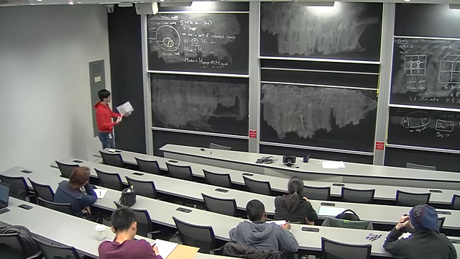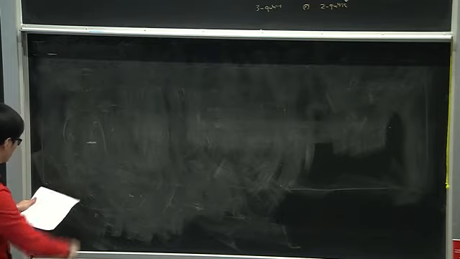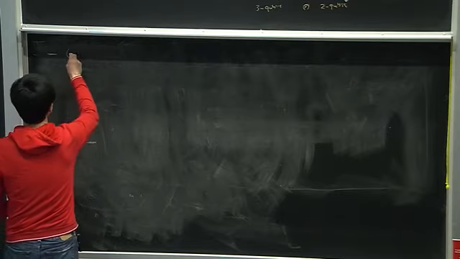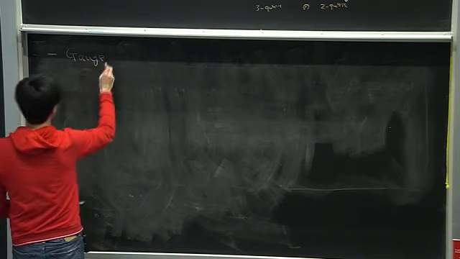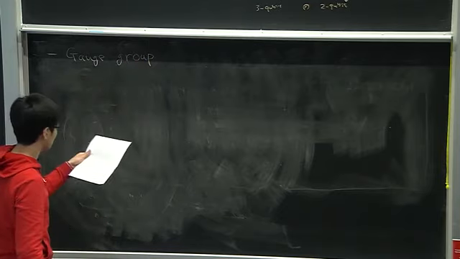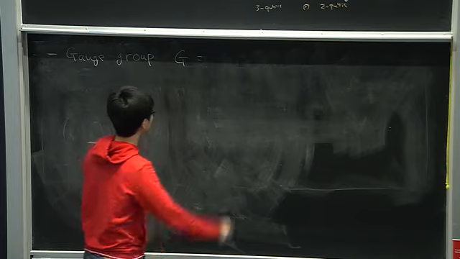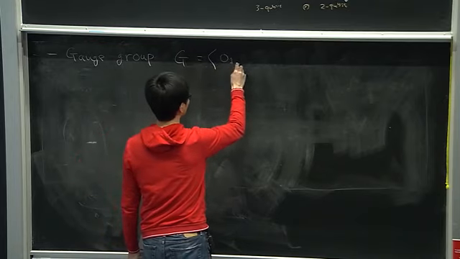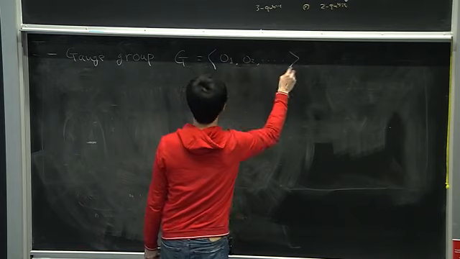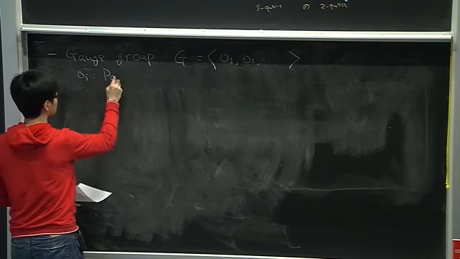I'm going to list a few equations, but I think it's better to look at actual examples. So right after this, we will look at examples. The subsystem code is defined by an object which is called the gauge group. I don't know if it's a good name or not, but that's what people call it. It is generated by operators O1, O2, and so on. And these operators O_j are Pauli operators.